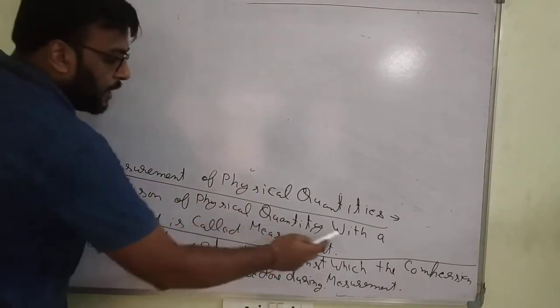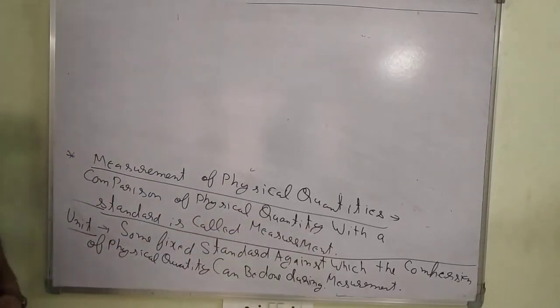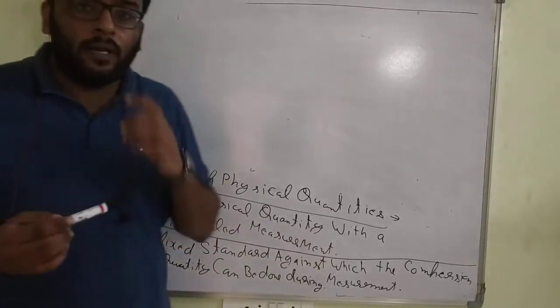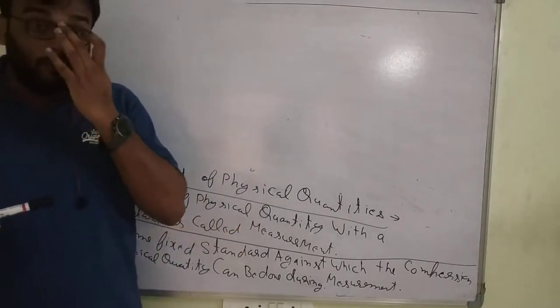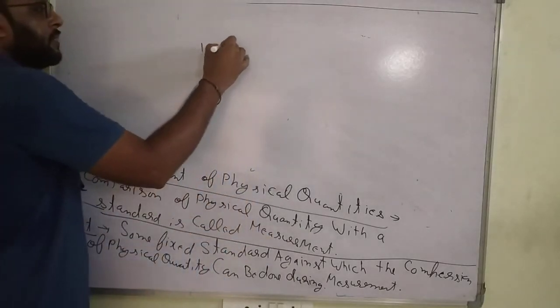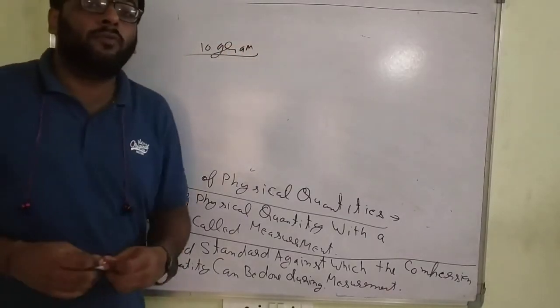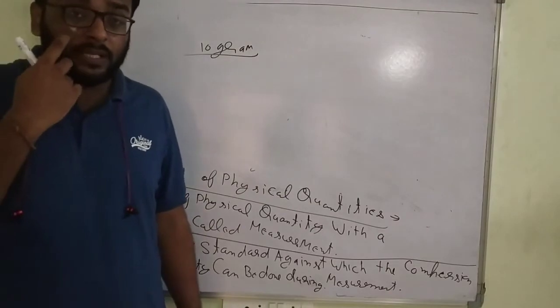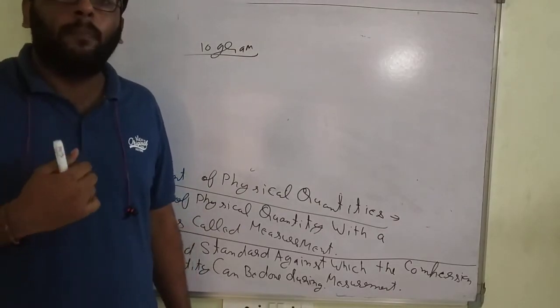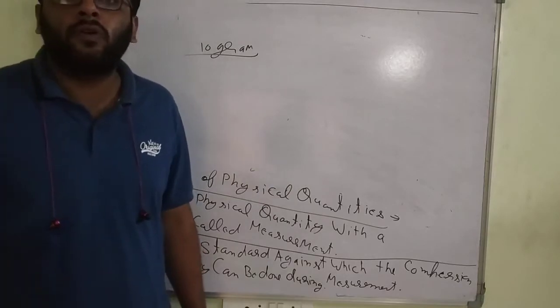Comparison of physical quantities with the standard is called measurement. Suppose I give the example of measurement. How would you know what the weight is? Suppose I am telling you this marker has a weight of 10 grams. How would you know it is 10 grams? Sir, I will observe it on the measurement instrument. Okay, but how would it know it has a weight of 10 grams?